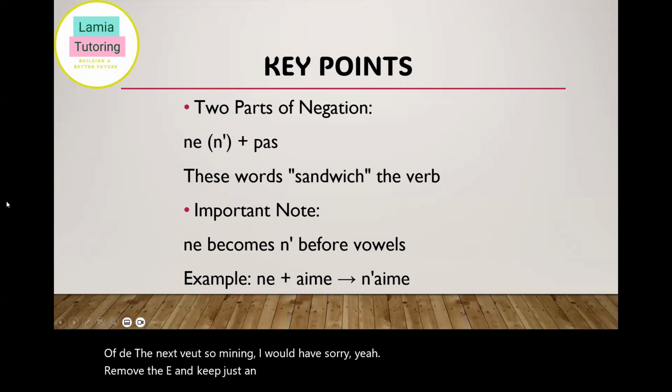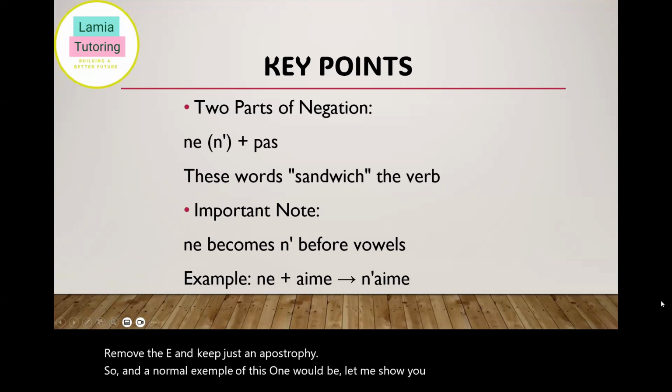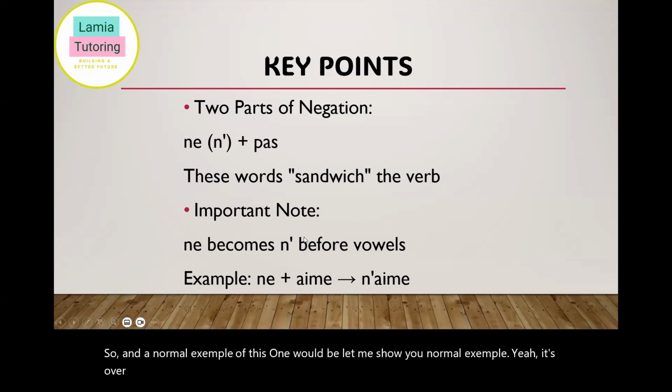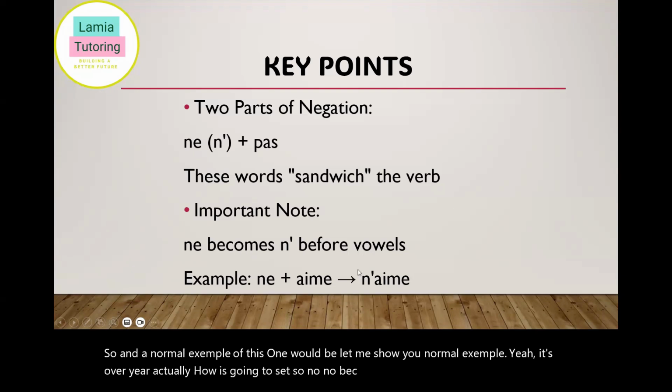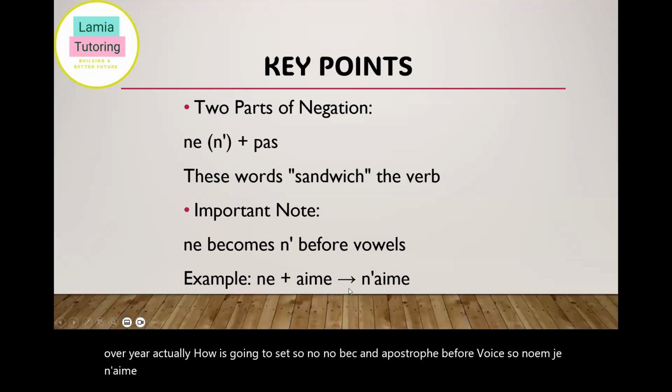So a normal example of this one would be, let me show you. Yeah, it's over here, actually. So ne becomes an apostrophe before voyelles. So ne aime, je n'aime pas. See what I mean? So it's not gonna be je ne aime pas. Another one would be, let's try another one.